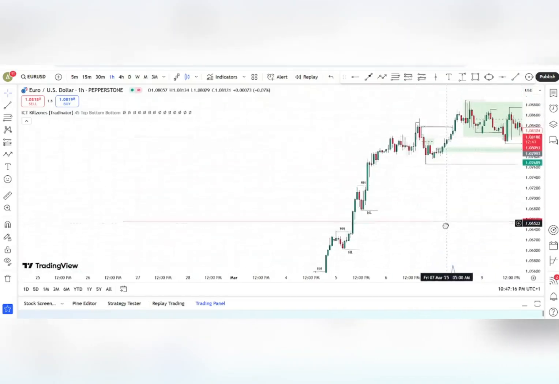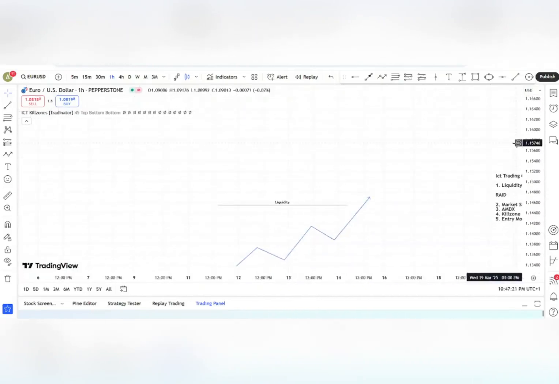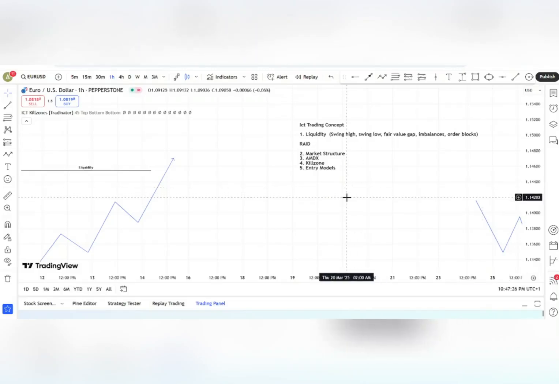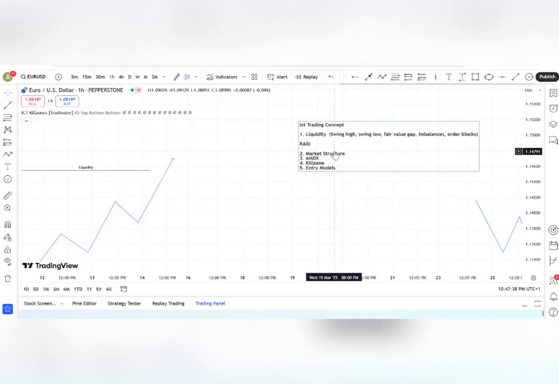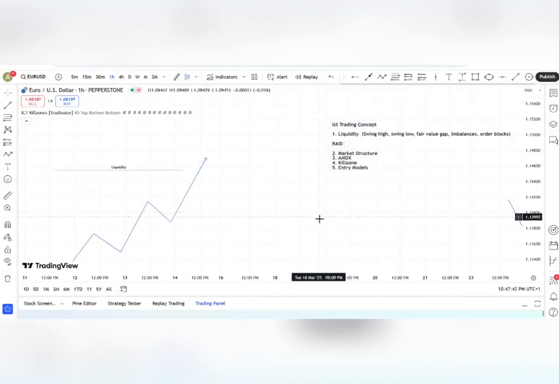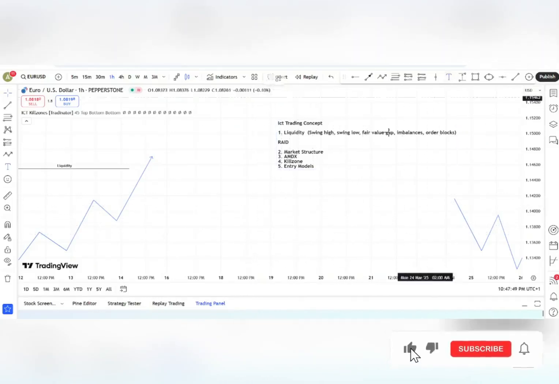The next variable we'll be looking at under this concept is market structure. All right, there's a video on market structure, so I will not waste much time on it. I'll just simply explain it and then move forward. Market structure is the flow of the direction of the market in a particular time. So we have three types of market structure.